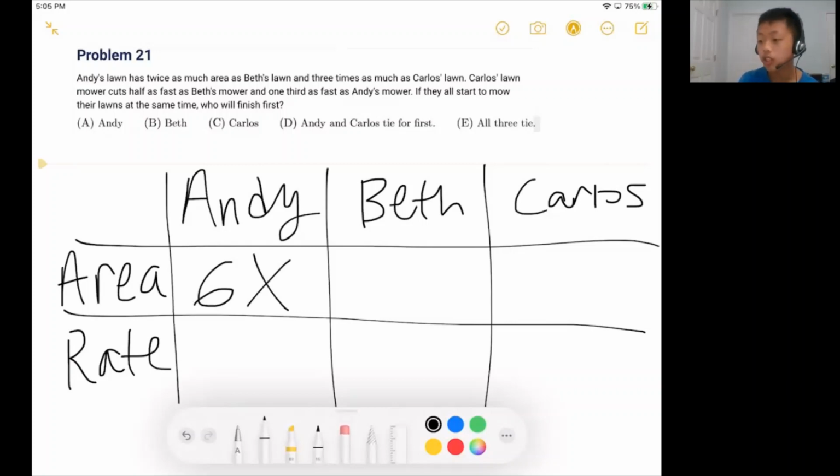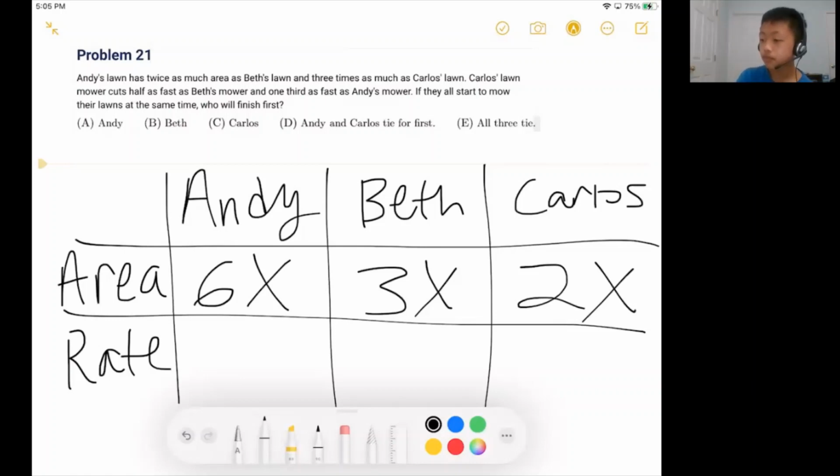So Andy's lawn has twice as much area as Beth's lawn. So that tells us that Beth's lawn has 3x amount of area. And we know that Andy's lawn has 3 times as much area as Carlos's lawn. So 6x is going to be 3 times 2x. So Carlos's lawn has 2x amount of area.